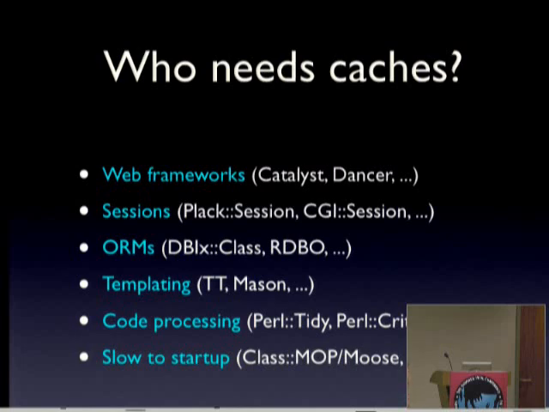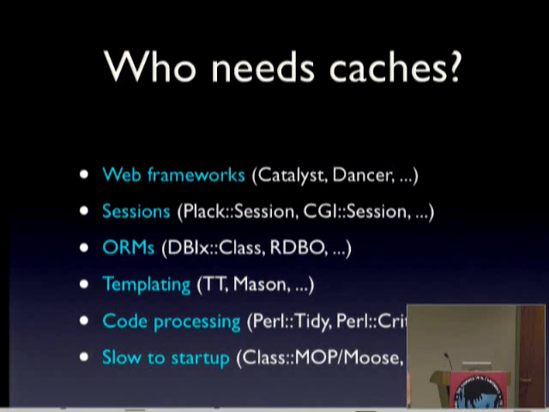ORMs, like DBIx::Class, Rose::DB::Object, obviously can use this. When you want to fetch rows again and again from the database, you might want to cache them so you don't have to keep fetching them from the database. Templating, both Template Toolkit and Mason have some version of caching going on so that if you're going to render the same template again, you shouldn't have to do the work.